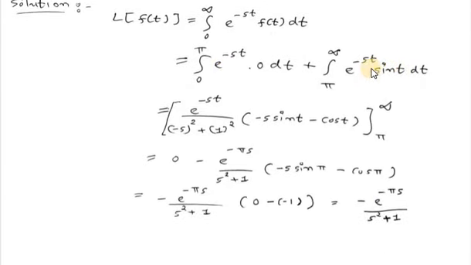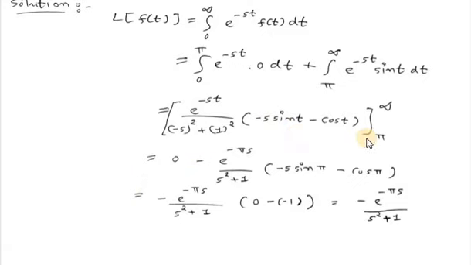Now integration of e raised to minus st sin t dt, that is e raised to minus st divided by minus s squared plus 1 squared, and then minus s sin t minus 1 cos t, and the limit is from pi to infinity. Now put down upper limit infinity, that is replacing t by infinity over here. It will become e raised to minus infinity, and e raised to minus infinity is 0. And if you multiply 0 by any finite value, the result is 0.